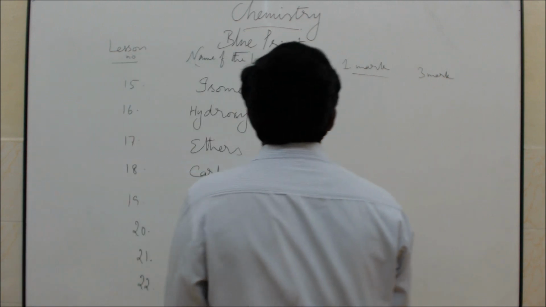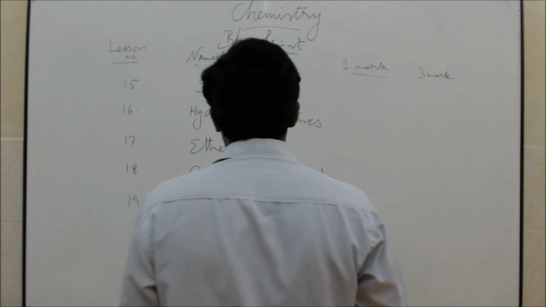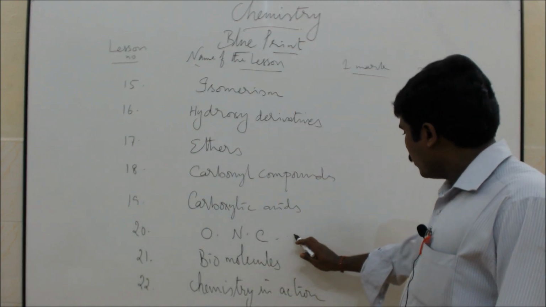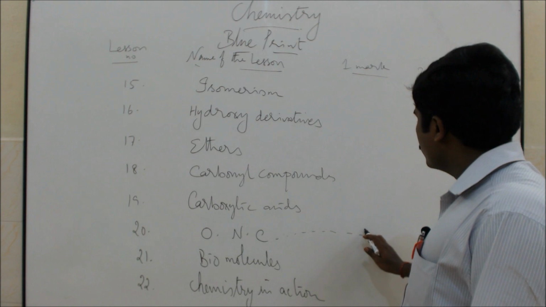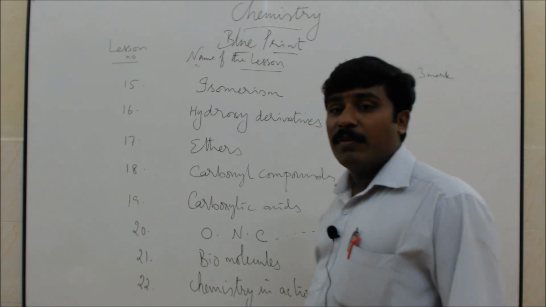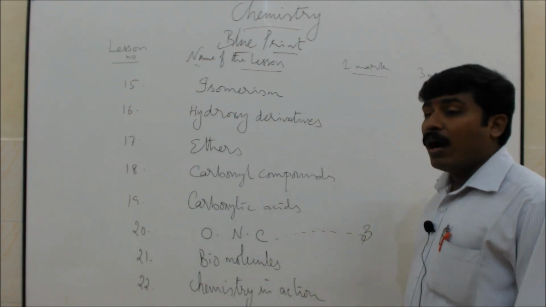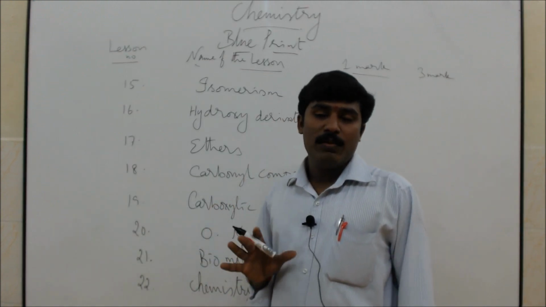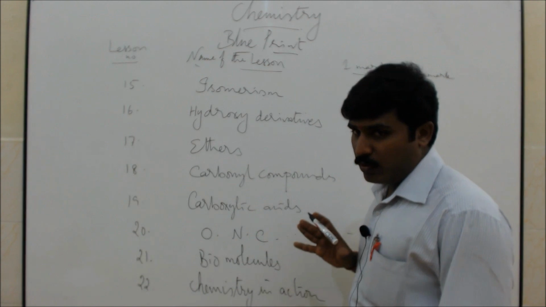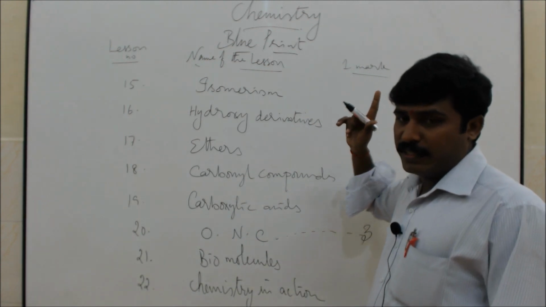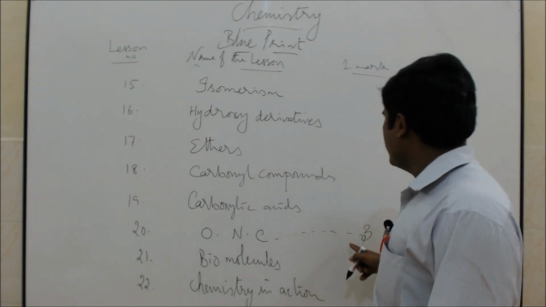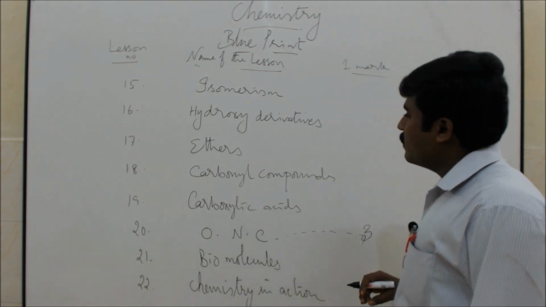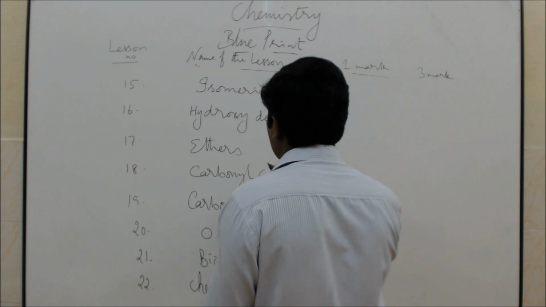Okay. Now, one more point. Out of these 8 lessons, organic nitrogen compounds occupy a very important role in 1 mark questions, because 3 questions come from organic nitrogen compounds. Out of all 22 lessons, only 2 lessons give 3 one-mark questions. One is surface chemistry in physical chemistry, another is organic nitrogen compounds. From these lessons you can expect 3 one-mark questions. From the remaining lessons, 2 one-mark questions.